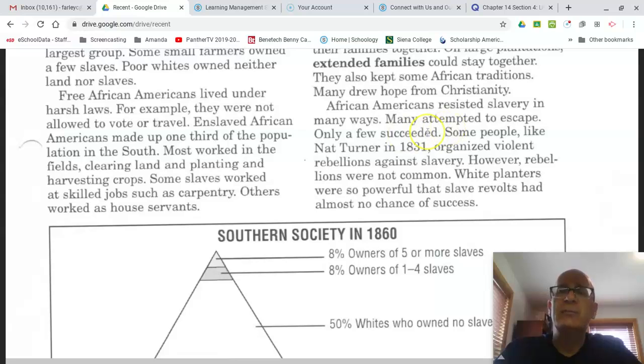African Americans resisted slavery in many ways. Many attempted to escape. Only a few succeeded. Some people, like Nat Turner in 1831, organized violent rebellions against slavery. There will be a video posted on the Schoology page related to Nat Turner's attempt at escaping. However, rebellions were not common. And the reason rebellions were not common is because white slave owners and plantation workers had firearms that usually would ensure that rebellions and attempts at escape would not be successful. White planters were so powerful that slave revolts had almost no chance of success. It's not to say that they didn't happen. There were attempted slave revolts, but most of them were put down. We're going to see, as I said, an interesting story of Nat Turner as well.